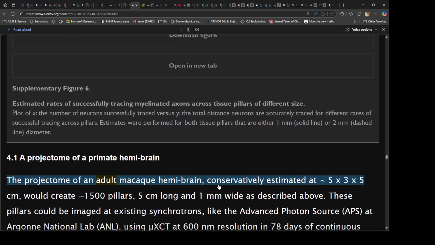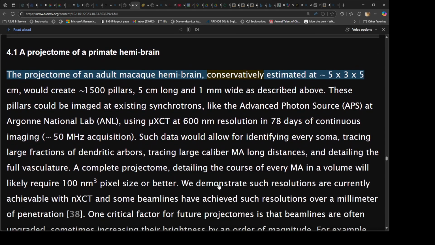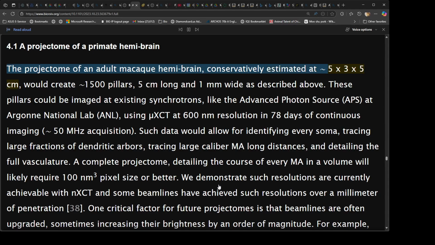The projectome of an adult macaque hemibrain, conservatively estimated at approximately 5 by 3 by 5 centimeters, would create approximately 1500 pillars, 5 centimeters long and 1 millimeter wide, as described above. These pillars could be imaged at existing synchrotrons, like the Advanced Photon Source, APS, at Argonne National Lab, ANL, using XCT at 600 nanometers resolution in 78 days of continuous imaging, approximately 50 MHz acquisition.